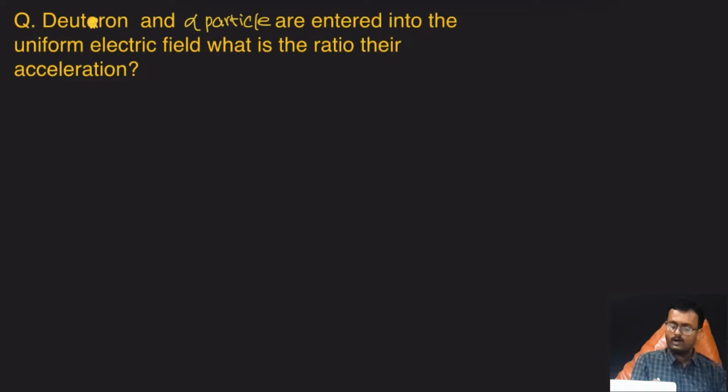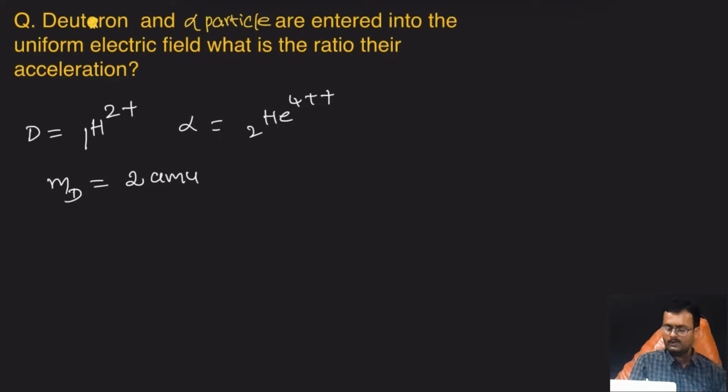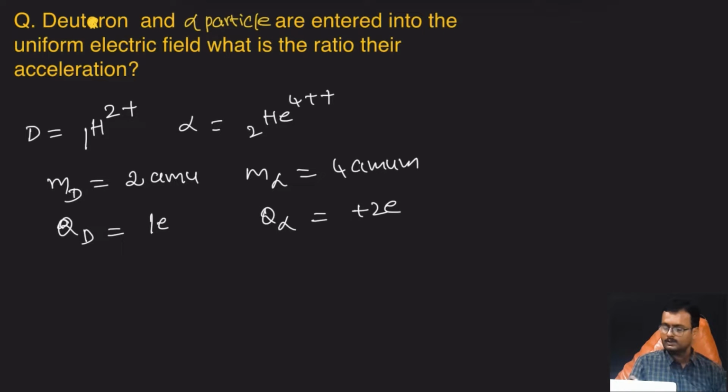Deuteron symbol is 1H2 plus, alpha particle symbol is 2He4 plus plus. So mass of deuteron is 2 amu, mass of alpha particle is 4 amu, charge of deuteron is plus 1e, charge of alpha particle is plus 2e. Suppose they are moving in uniform electric field.